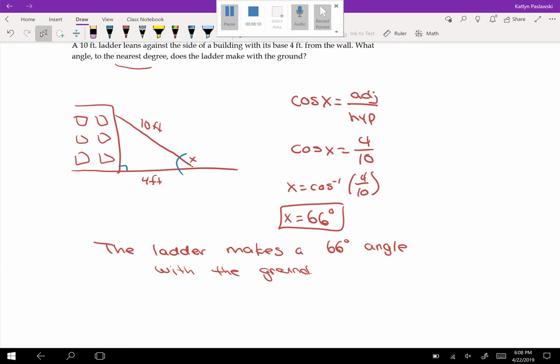There we are. Please look for the practice questions in the OneNote on lesson 4 using sine or cosine.